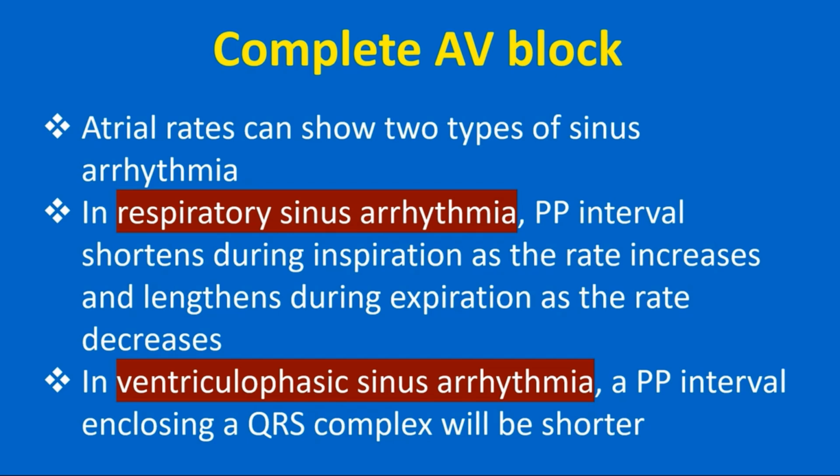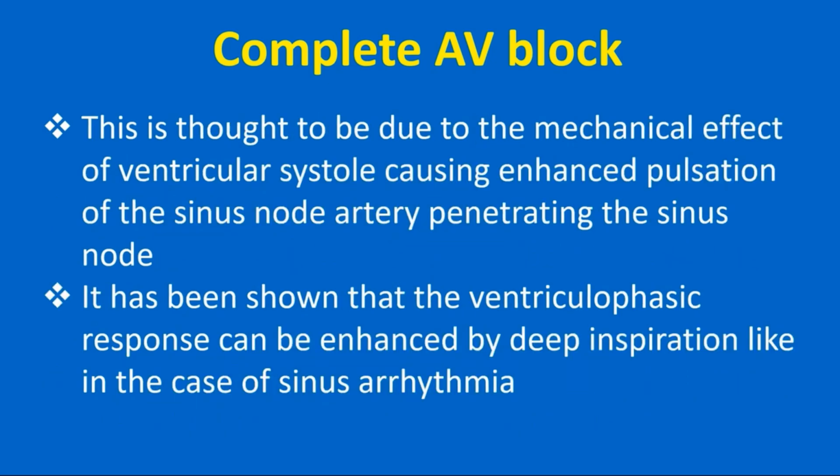In respiratory sinus arrhythmia, PP interval shortens during inspiration as the rate increases and lengthens during expiration as the rate decreases. In ventriculophasic sinus arrhythmia, a PP interval enclosing a QRS complex will be shorter. This is thought to be due to the mechanical effect of ventricular systole causing enhanced pulsation of the sinus node artery penetrating the sinus node. It has been shown that the ventriculophasic response can be enhanced by deep inspiration, like in case of sinus arrhythmia.